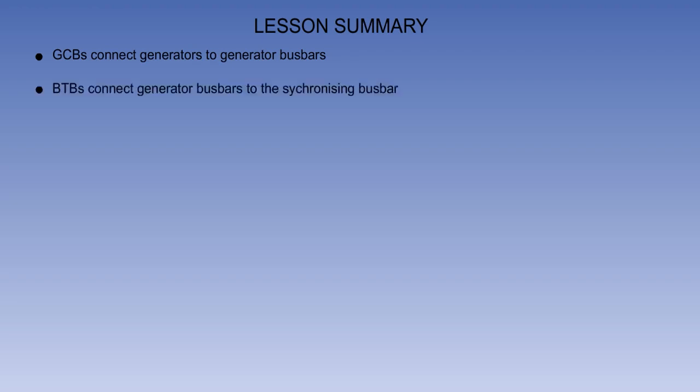That is the end of the lesson. The following are the main points you should take from it. Each generator is connected to its own bus bar through a three-phase relay, known as the generator circuit breaker or generator control breaker. To operate the generators in parallel, they are connected through their respective generator bus bars to a synchronizing bus bar by bus tiebreakers or BTBs. The synchronizing bus bar has no electrical loads connected to it.